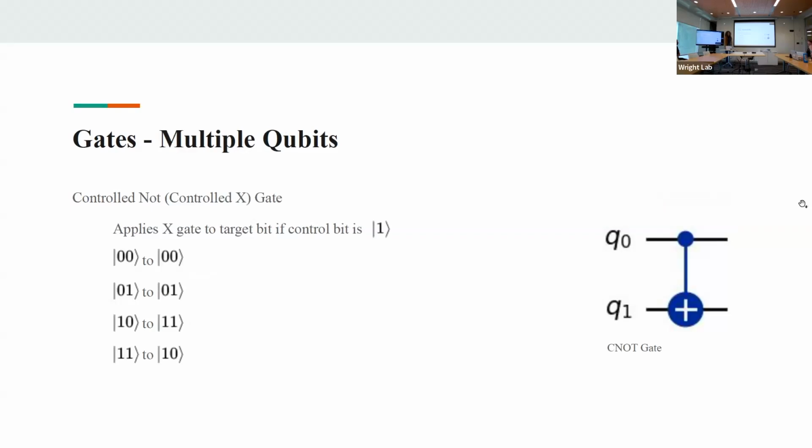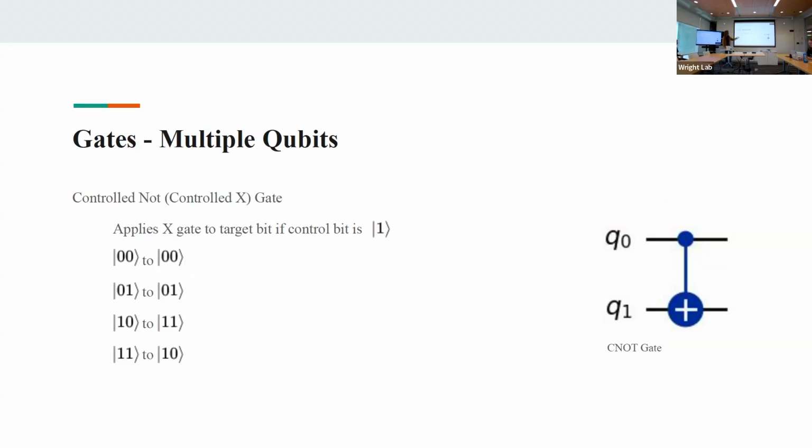On to some multiple qubit gates, there's the controlled NOT gate, the controlled X gate, which applies the X gate to a target bit if the control bit is in 1. The control bit is shown by the filled-in circle. Q0 and Q1 are 2 different qubits, and the target bit is shown by the big circle with a plus in it. So here, for example, if you had both qubits in the 0 state, nothing would happen.